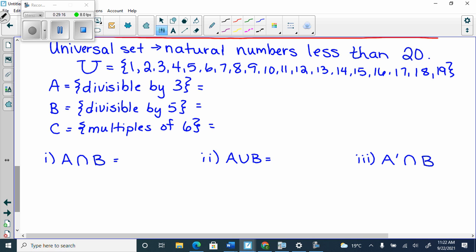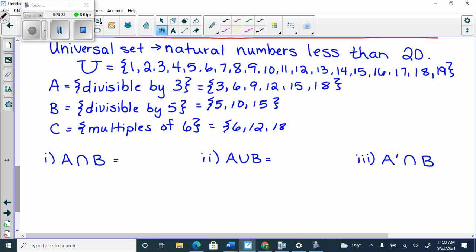Okay, which ones are divisible by 3? 3, 6, 9, 12, 15, 18. Which are divisible by 5? 5, 10, 15. What about multiples of 6? 6, 12, 18. Okay, A and B. So what's in A and in B? 15. That's it, right? This one isn't and, because if I go to write and, it doesn't make sense. So it's or. What's in A or B?